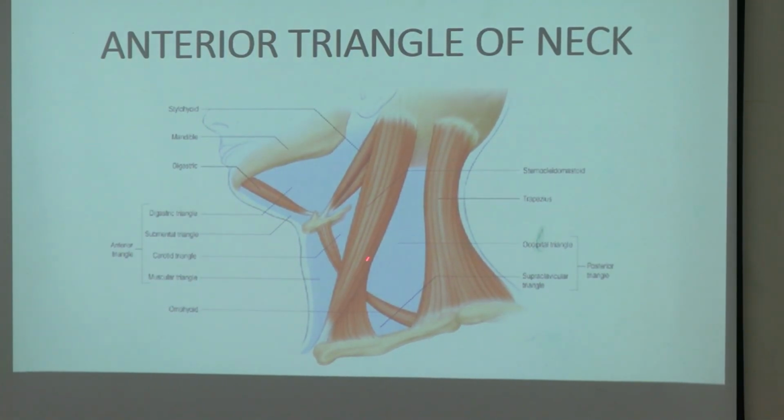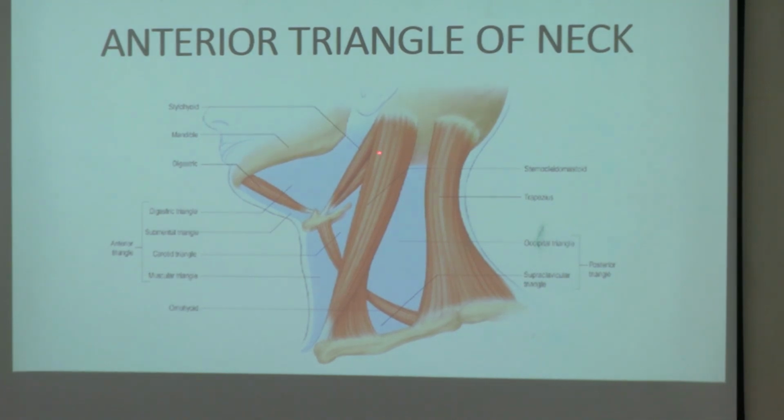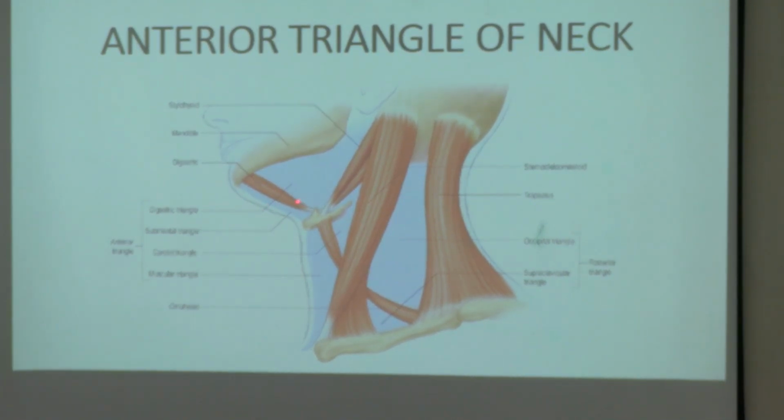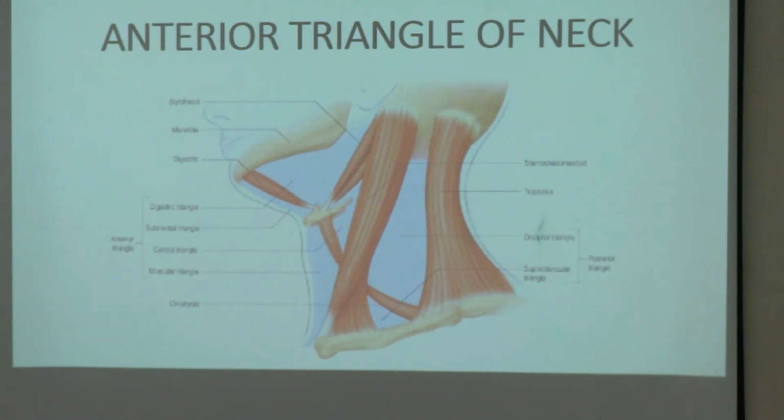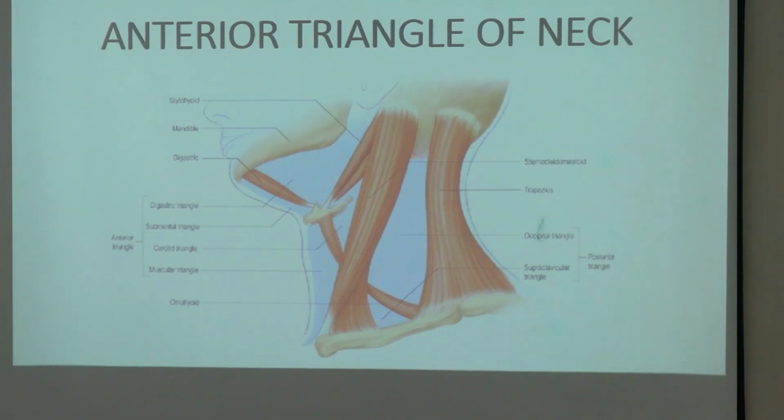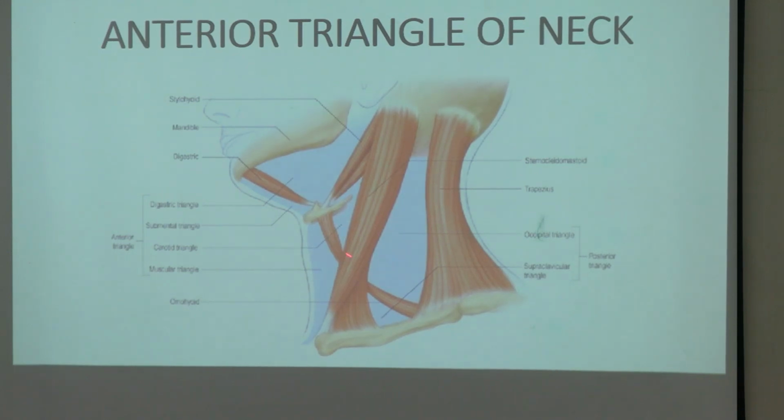We have three important muscles. This is the sternocleidomastoid muscle, the next one is the digastric muscle. In the digastric muscle we have anterior belly and posterior belly, remember this point, and the next one is the omohyoid muscle, this is the omohyoid muscle.